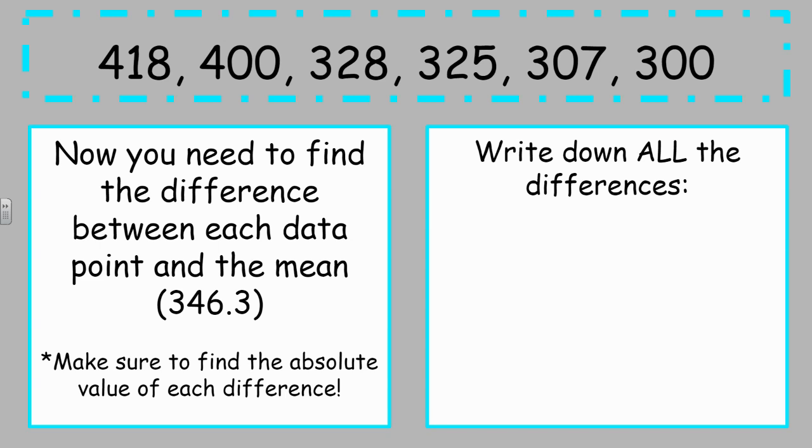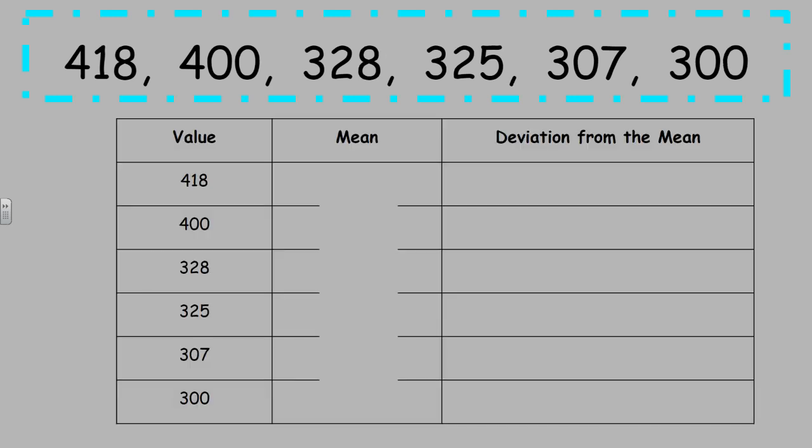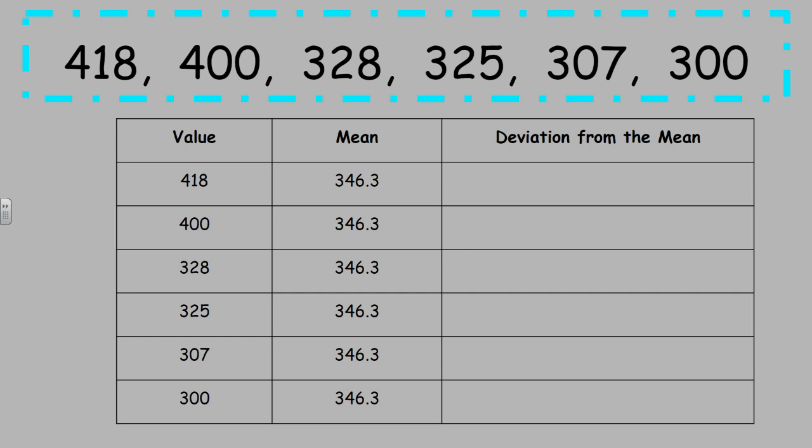Now you need to find the difference between each data point and the mean, which was 346.3. Write down all of the differences. You can use the chart. Did you do that? Here's what it should look like. Again, in the mean column, you just write all of the mean in every row, and then we're going to subtract. Remember, we're using the positive value of the deviation in case you get a negative. And it all depends on the order in which you write your subtraction problem.